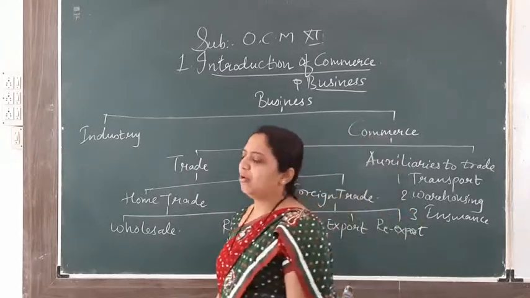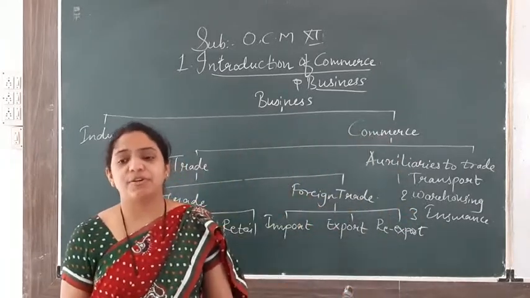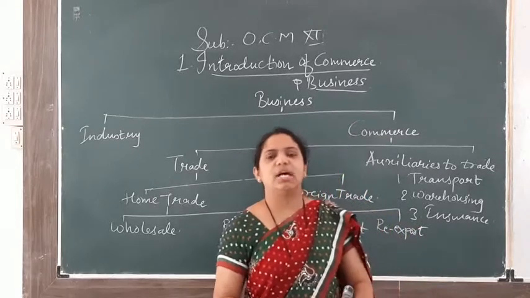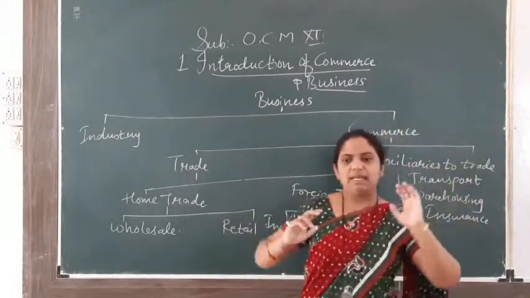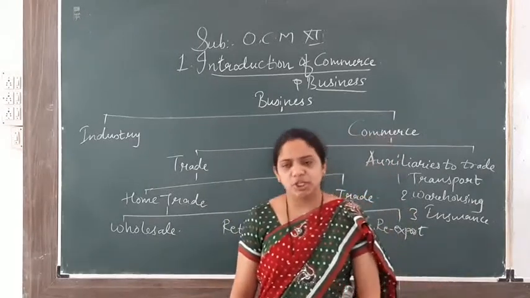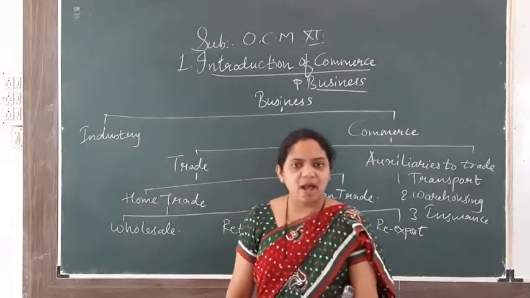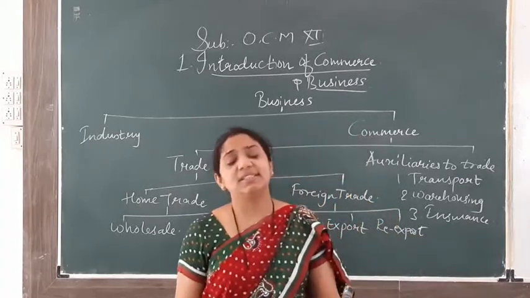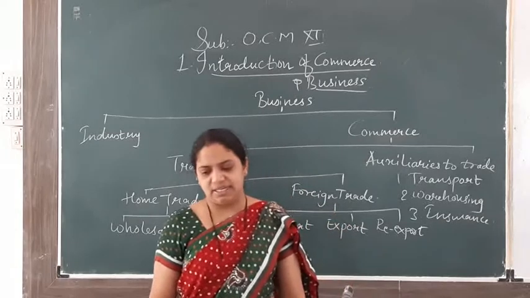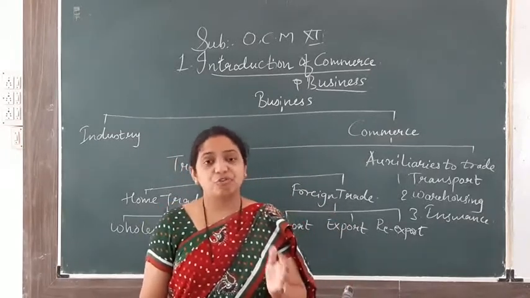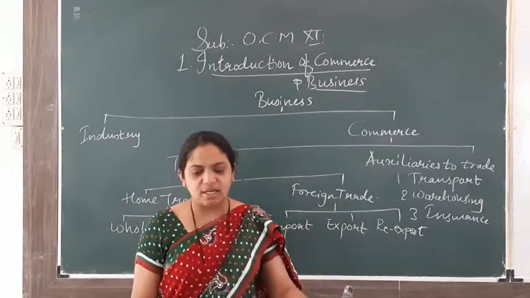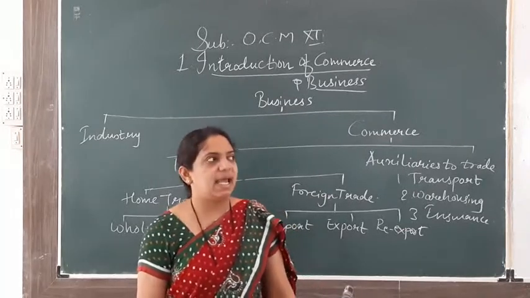Auxiliaries to trade always help the various types of trade function smoothly. Smooth functioning means what? I will tell you. The goods are produced by the producer, that is different. Until they come to the consumer, various facilities are provided, like transportation, communication, warehousing, and advertising. All these things are related. So auxiliaries to trade are those activities that help trade function smoothly and bring goods from the manufacturing center to the consumption center. They are called aids to trade.